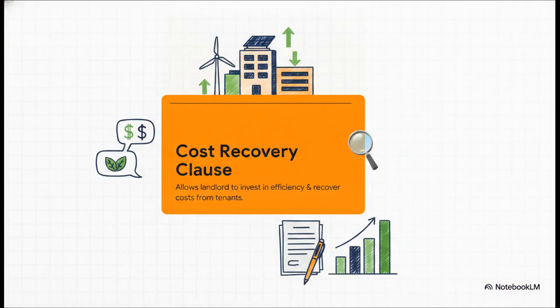Well, to solve this split incentive problem, the industry uses a clever legal mechanism called a cost recovery clause. This gets written right into new lease agreements. It basically says the landlords can invest capital into resource efficiency improvements and then legally recover those expenses back from the tenants. It's a win-win. The tenants get a greener, cheaper building to operate in, and the landlord actually recoups the cost of the upgrades. The SASB standards even require REITs to disclose how many of their new leases include these exact clauses, which shows investors just how hard they're pushing for greener buildings.